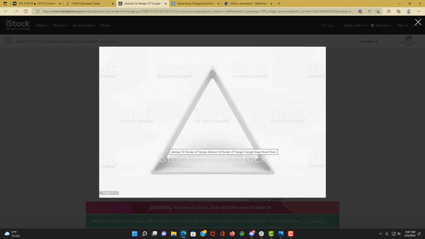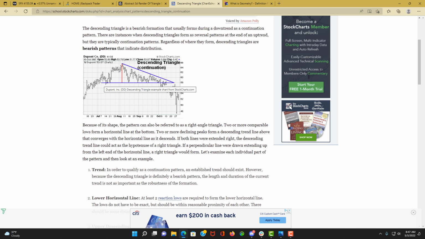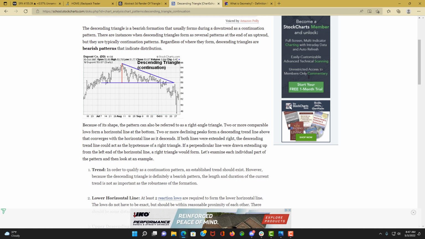Not a perfect triangle like this. No, this one is called a descending triangle. Looks more like that. Why is it descending? Because the tops, they are going down, down, down. The descending triangle, as the definition goes, is a bearish formation that usually forms during a downtrend as a continuation pattern. What does that mean, continuation?